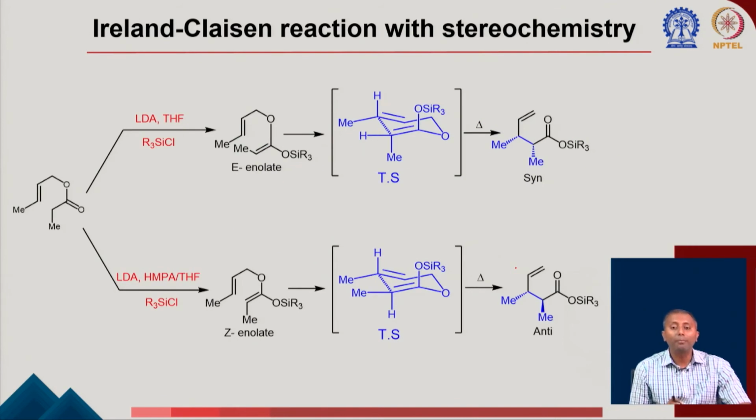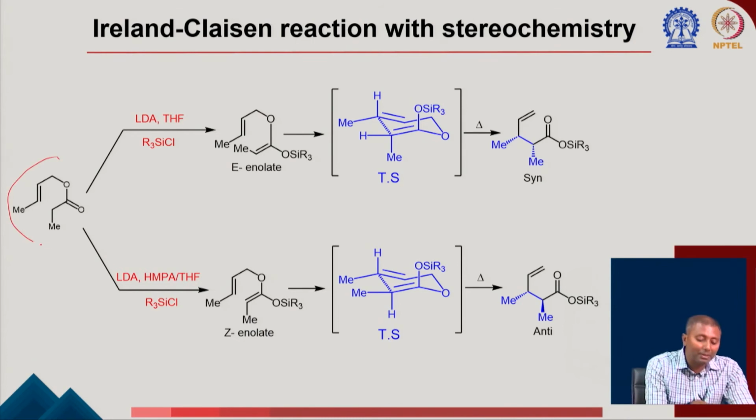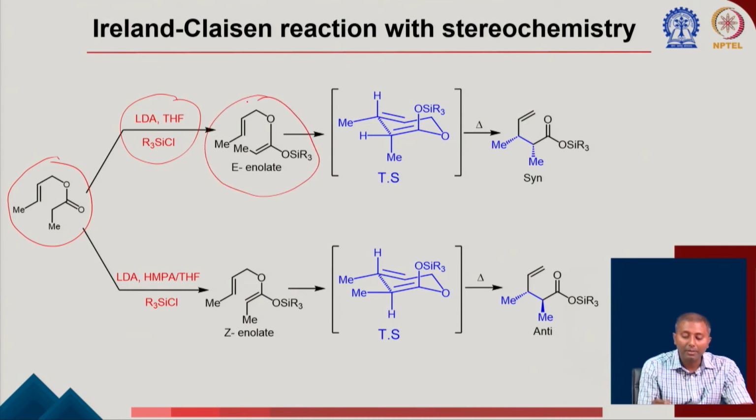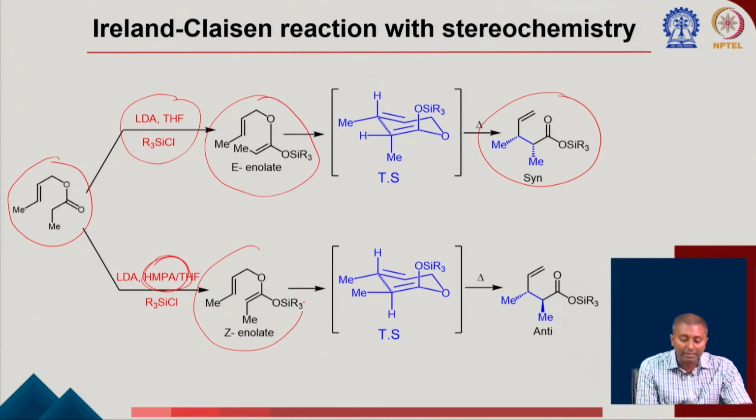Here is one important example. I think I explained during the Claisen rearrangement that if you have a 2-methyl here, now you have a very similar scenario. In the presence of LDA and THF, using the corresponding silyl chloride, it forms the E enolate, and that E enolate participates in the Claisen rearrangement to form the syn product. But once you treat with LDA and HMPA, once HMPA is added, it forms the Z enolate instead of E, and now it forms the anti product instead of the syn.